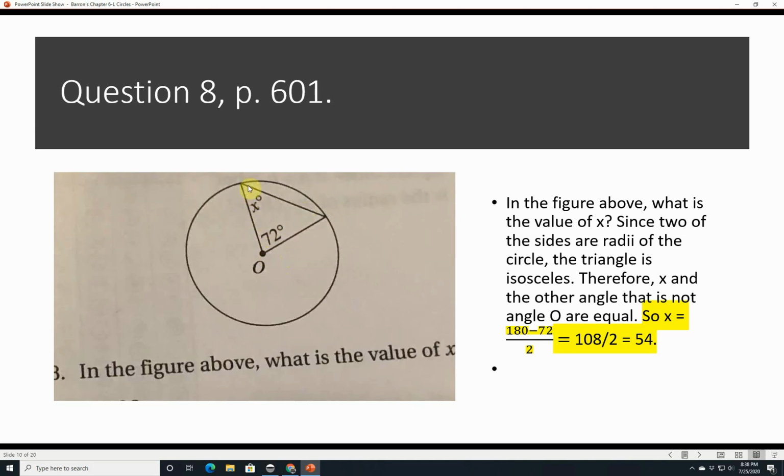How do we know that? Well, if these were all the same, they'd have to be 60 because 180 divided by 3. So we know it's not an equilateral triangle, but it's isosceles. So all we have to do is subtract 72 from 180 to figure out the sum of these two angles. That gives us 108. Then we divide that by 2 because we know these are equal. So 108 over 2 is equal to 54, which gives the measure of angle x and this other angle. So that's the answer.